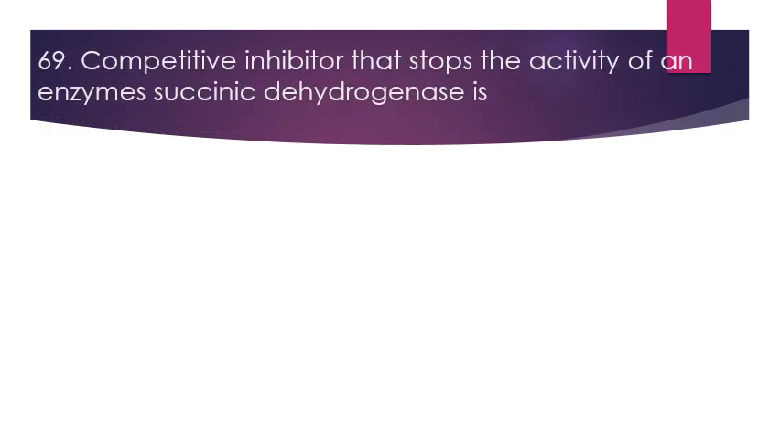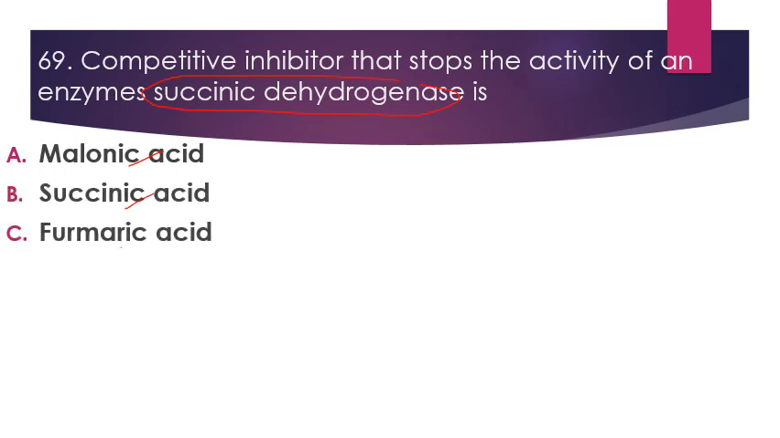The next question is, competitive inhibitor that stops the activity of an enzyme succinic dehydrogenase is, our options are malonic acid, succinic acid, fumaric acid, or oxaloacetic acid. So basically competitive inhibitors are just similar to that of substrate, and they occupy the active sites of enzyme and block the site for substrates. So enzyme is unable to convert the substrate into products.